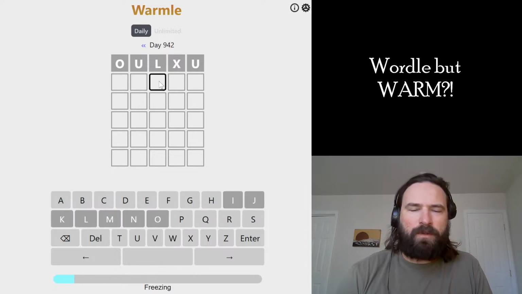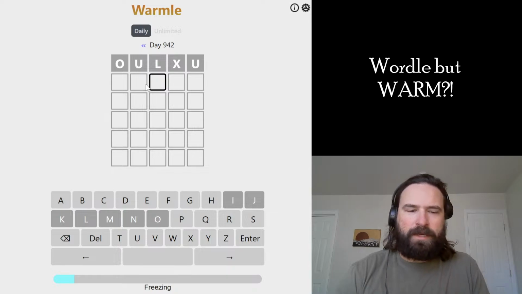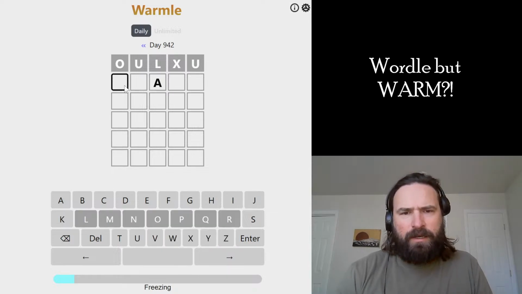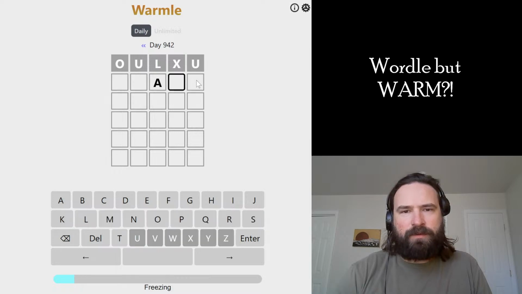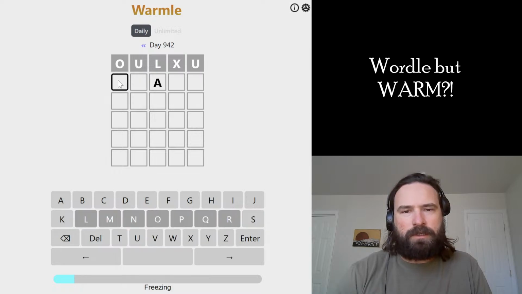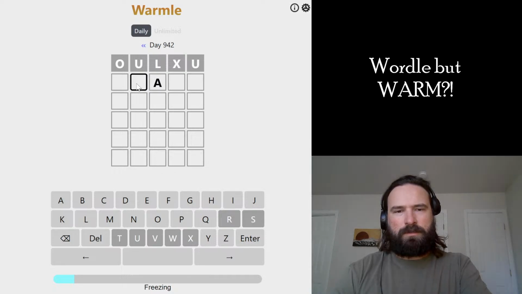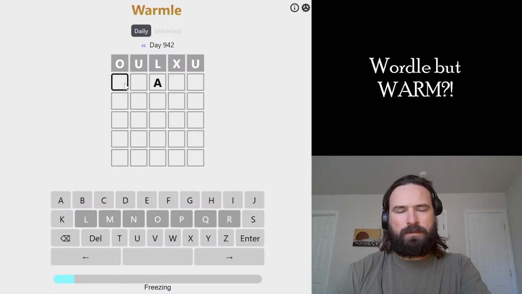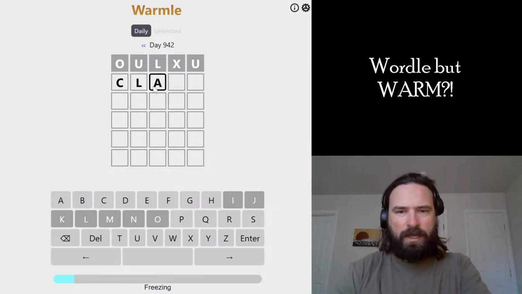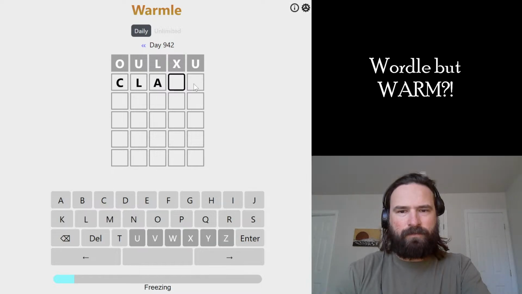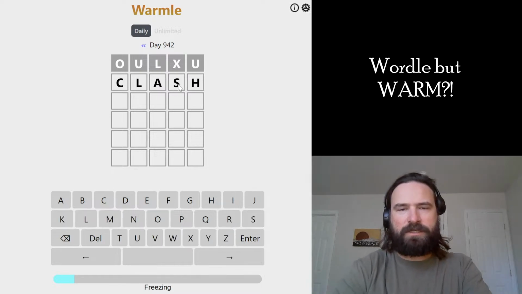All right, what could this vowel be? I like to put a vowel in the middle, so the vowel could be A or E in the middle. Kind of like an A here. Maybe we build around that. I was thinking craft, but that doesn't work for either U. Looks like clash works. I just want to get something in there.